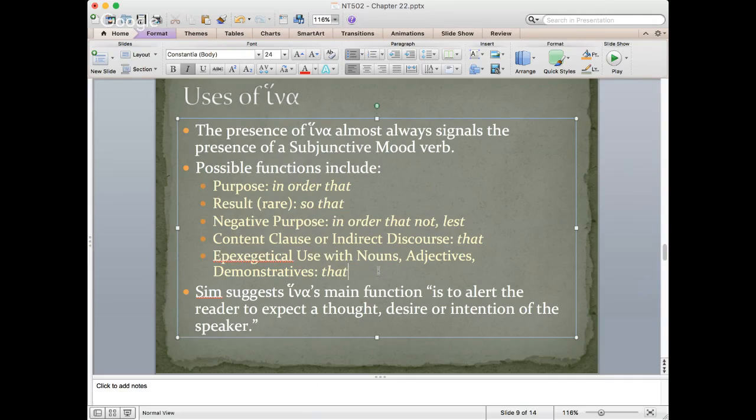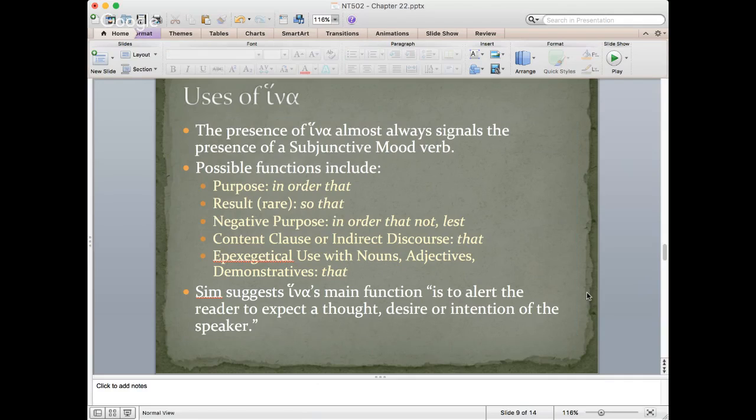All right. Sim suggests that hina's main function is to alert the reader to expect a thought, desire, or intention of the speaker. So this grammarian is actually suggesting that the presence of hina itself is to alert the reader that we're about to talk about thoughts or desires or intentions. Okay. So that's how closely hina is tied to the subjunctive.